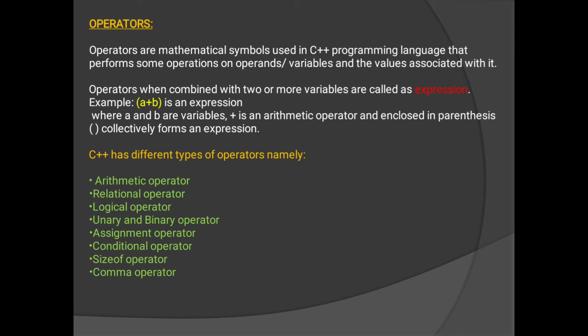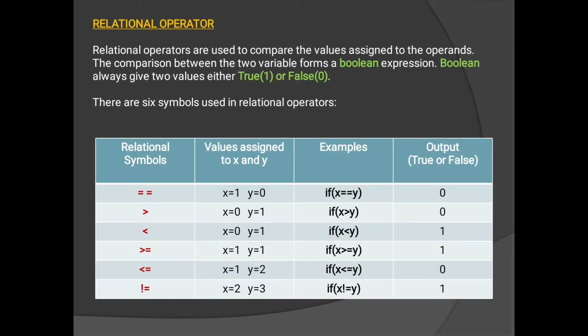Yesterday we saw different types of operators. The first one we saw was the arithmetic operator. Today we shall see relational operators and logical operators. So what is a relational operator? Relational operators are used to compare the values assigned to the operands or the variables. Previously we saw that we can do addition between two variables, subtraction, find the modulus, or divide the values assigned to the two variables. Now we can also do comparison.